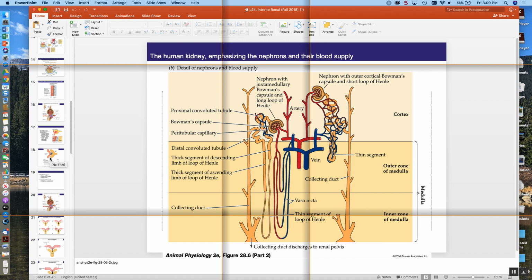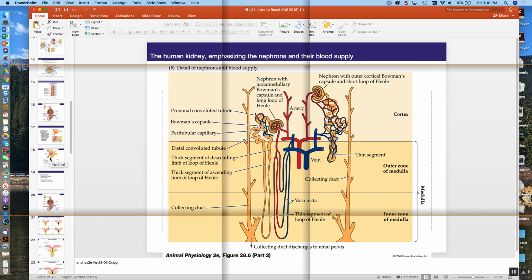So basically you're going to see that it's very concentrated at the end of the loop, and then it's going to be more like 325 milliosmoles at the top. All passive properties, and we'll go over this in a little bit too, but these are all passive properties. No energy is required. It's basically just diffusion and osmosis. Okay? So countercurrent multiplier versus countercurrent exchanger.